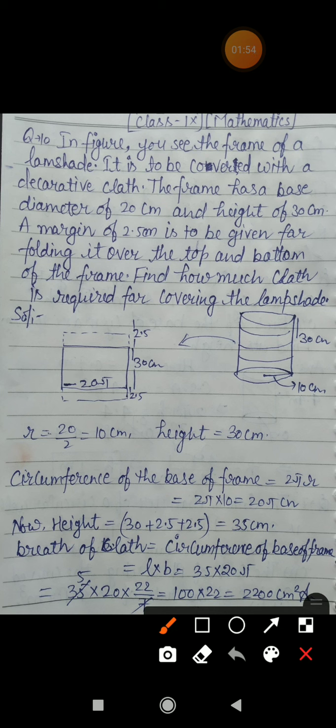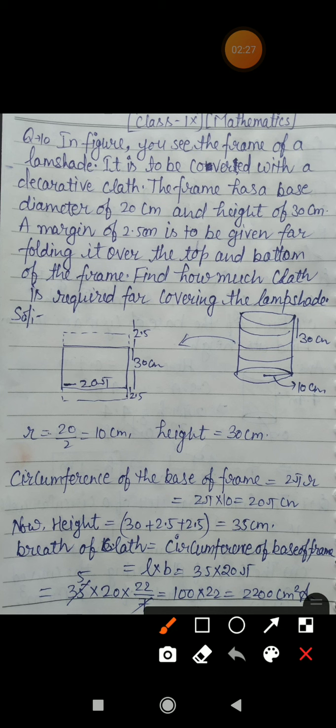The question is: in the figure you see the frame of a lampshade. It is to be covered with decorated cloth. The frame has a base diameter of 20 centimeter and a height of 30 centimeter. A margin of 2.5 centimeter is to be given for folding it over the top and the bottom of the frame. Find how much cloth is required for covering the lampshade. Do you understand what the question says?